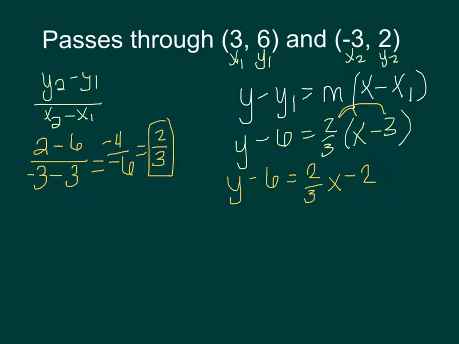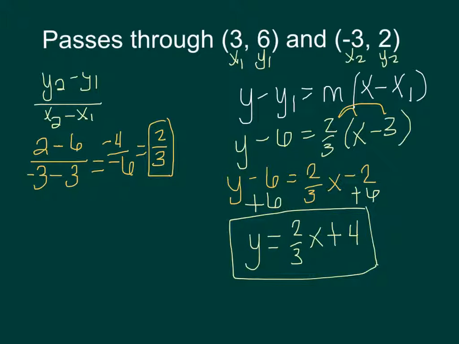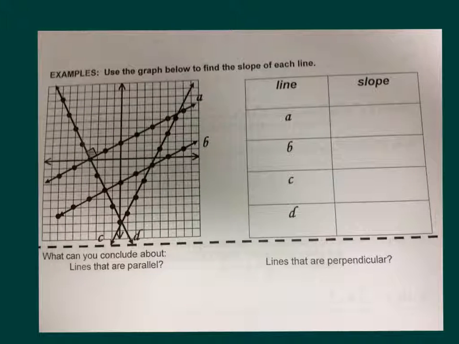Alright, the next step is to add 6 to each side. So we have y equals 2/3 x plus 4. And that is our equation. The next example that we have says use the graph below to find the slope of each line. The reason we're using slopes is because perpendicular and parallel lines are dependent upon slopes.